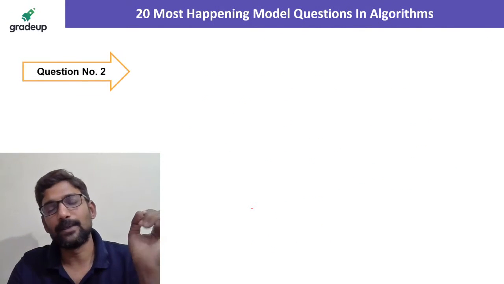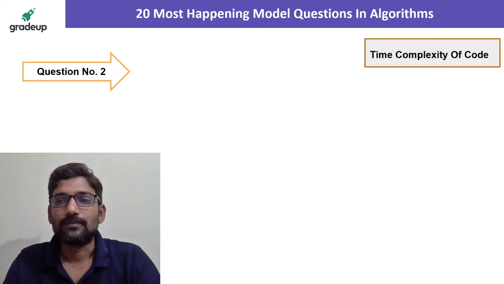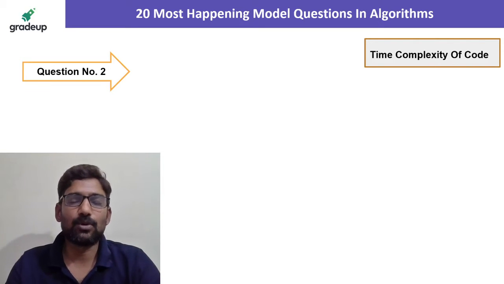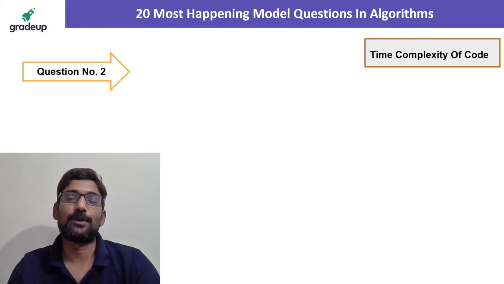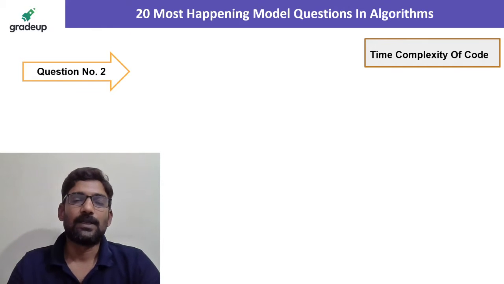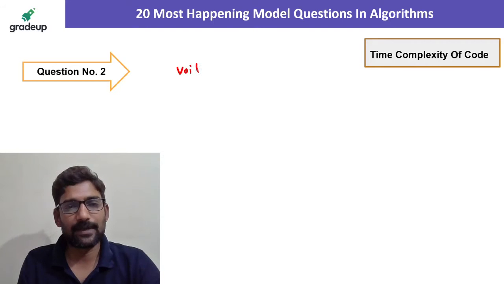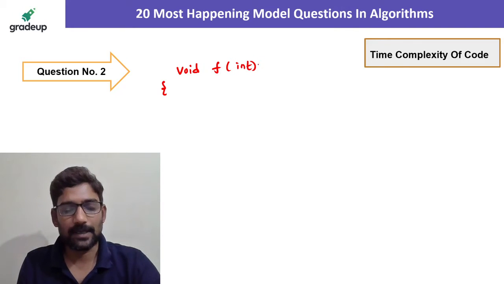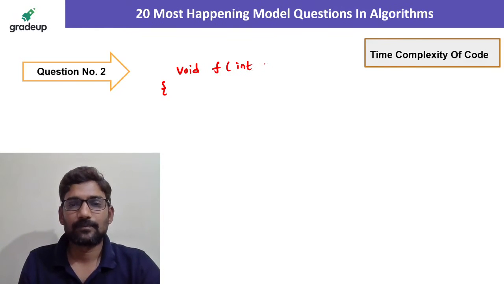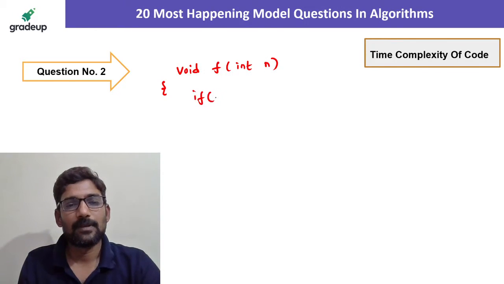Now the second model question is, you may be given some code and you may be asked to find the time complexity of that code. Something like, suppose there is given a function void f of, let's say, int n. If n is less than 1, return, else.